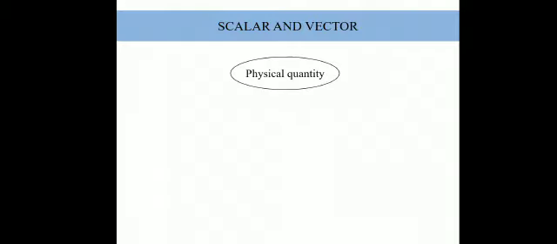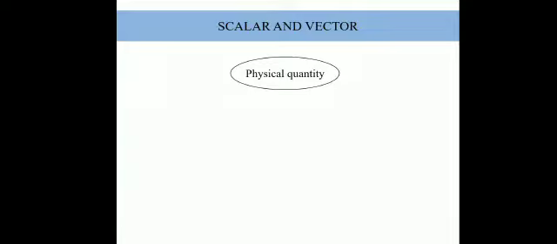In previous classes we have studied what a physical quantity is, so we'll quickly revise it. A physical quantity means anything that can be measured, anything that can be counted, anything that can be calculated. Any such thing which can be calculated, counted, or whose amount can be determined is known as a physical quantity.